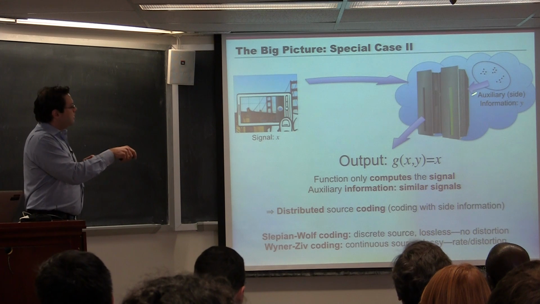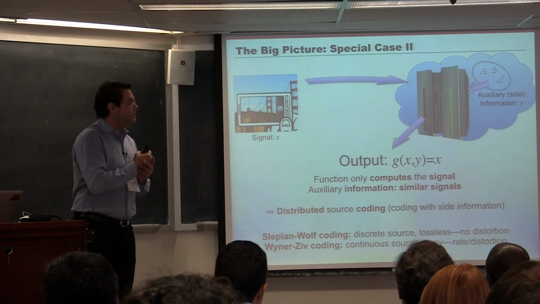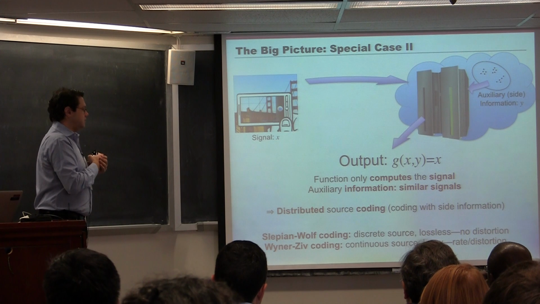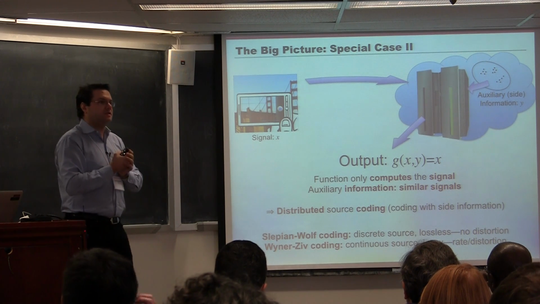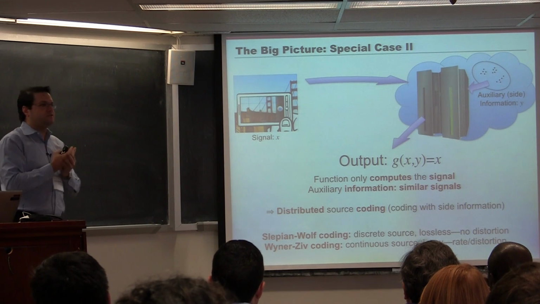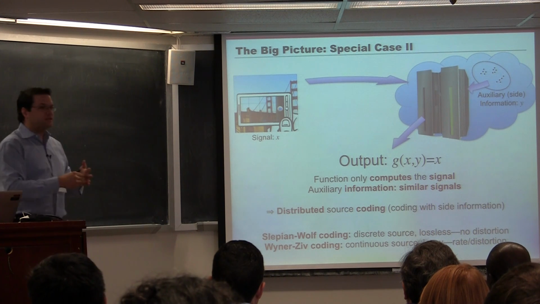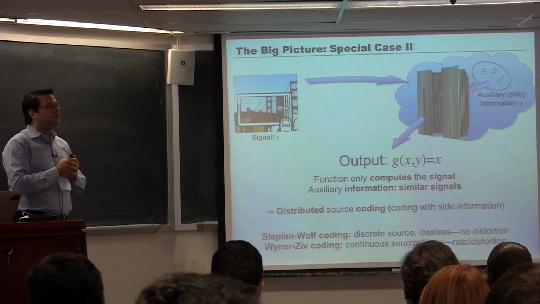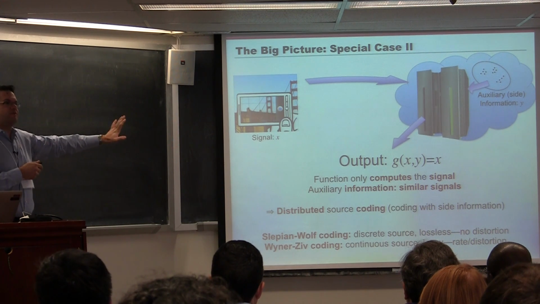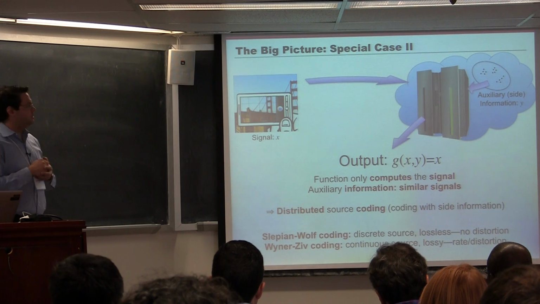Another problem is when you have auxiliary side information. Again, you want the output to be that same signal that you transmit, but you have auxiliary side information, which is signals similar to your signal, and you know that they're similar. This is also a very well-studied problem. It's called distributed source coding, or coding with side information. There are several results from the information theory community, like Slepian-Wolf coding if you want lossless coding, and Wyner-Ziv if you want to talk about rate distortion bounds. So these are, in some sense, solved problems. I wouldn't say they're fully solved, but there's always ongoing research in improving those.